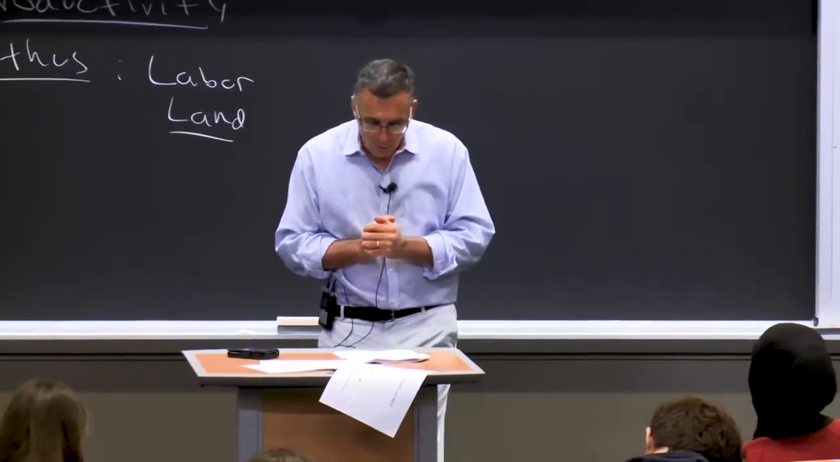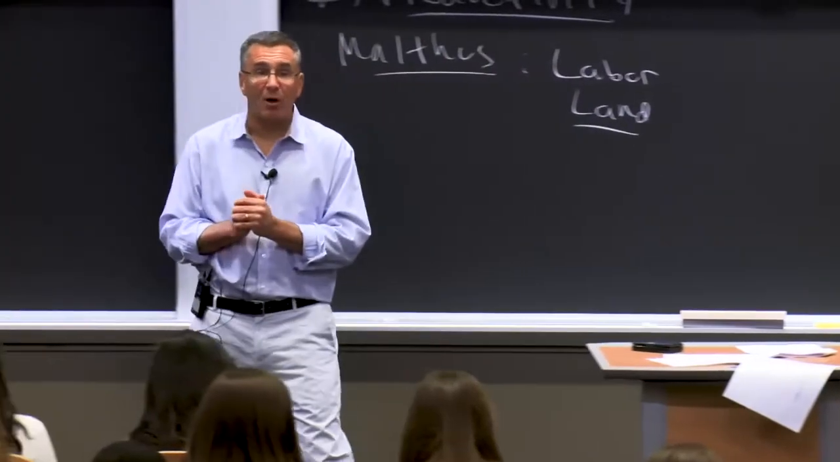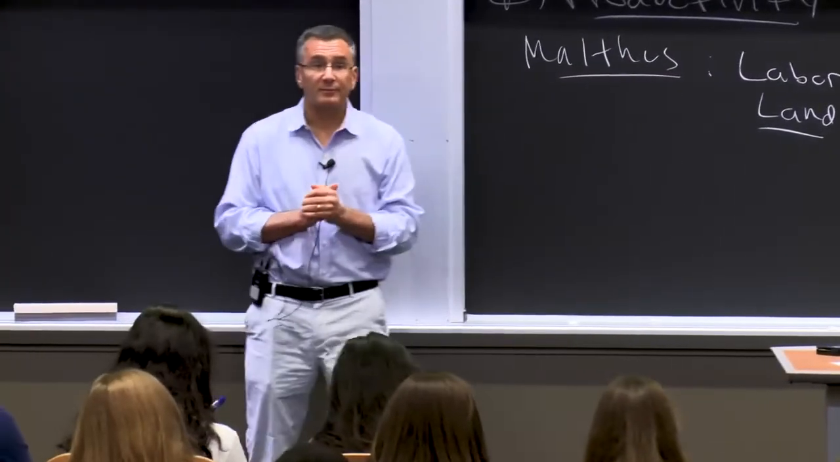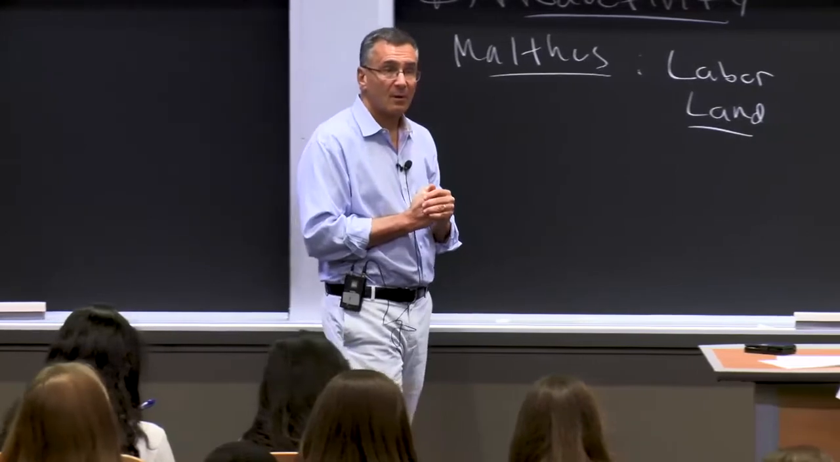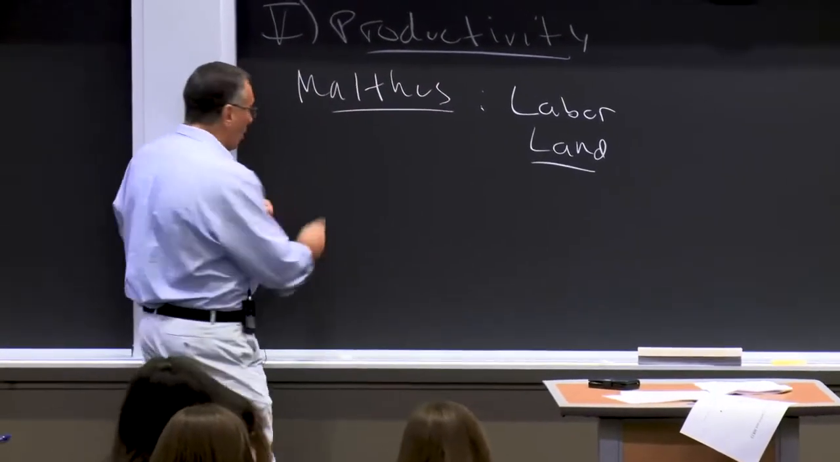What did Malthus miss? What did he get wrong? Yeah, the classic answer: he didn't account for innovation, or what we call productivity.